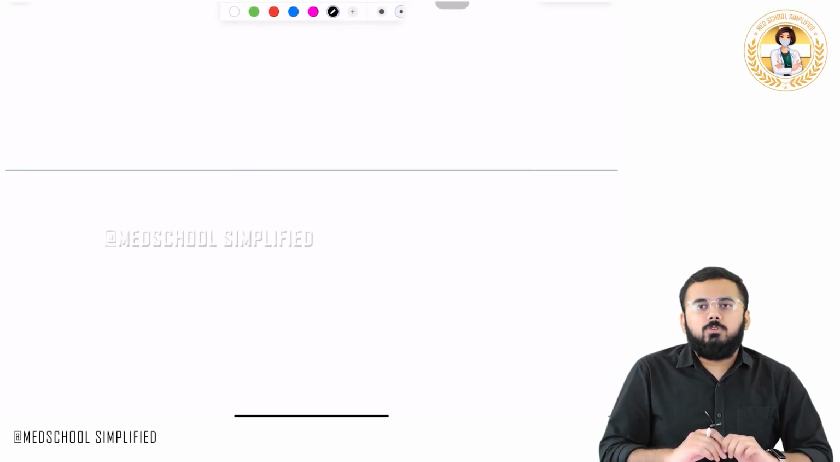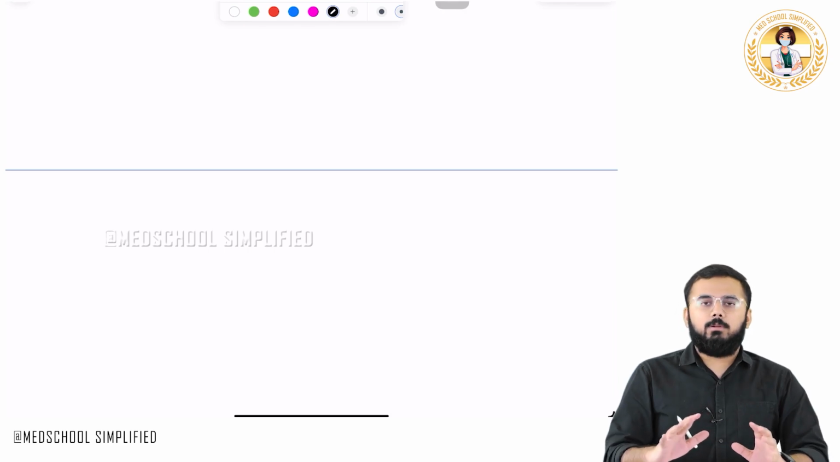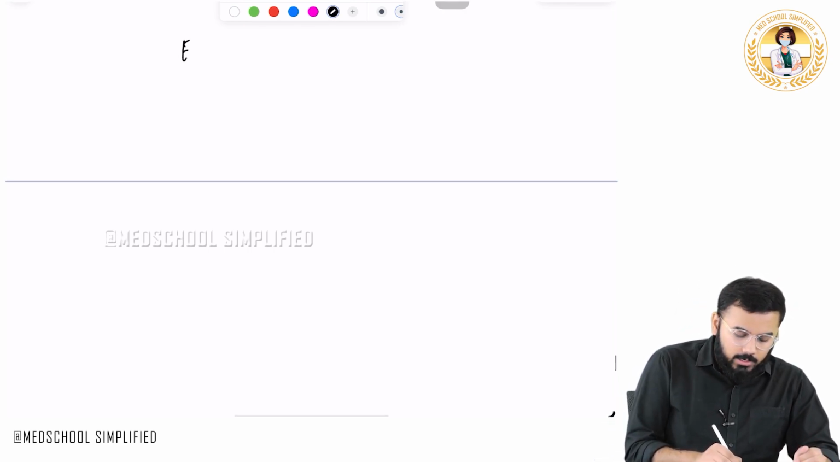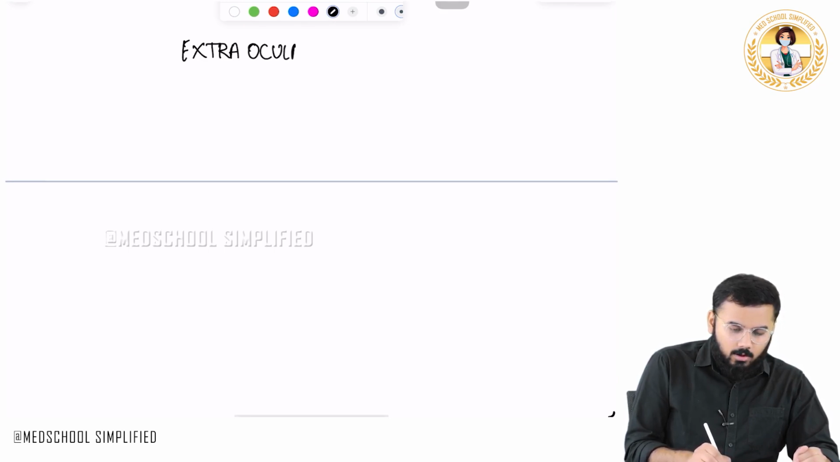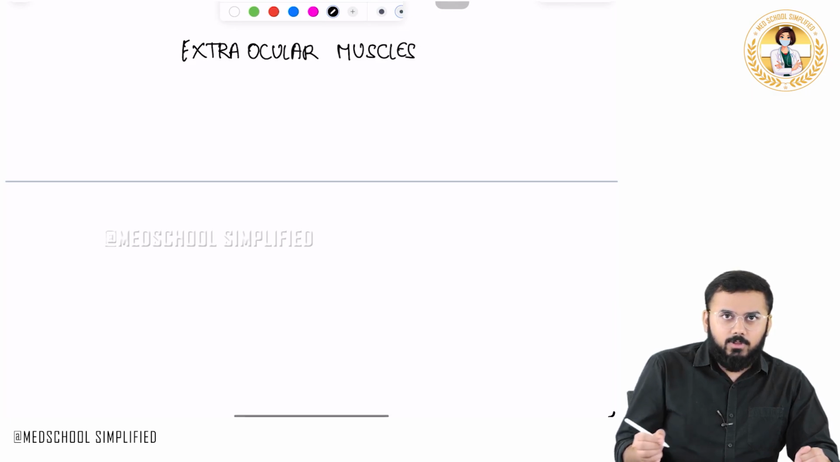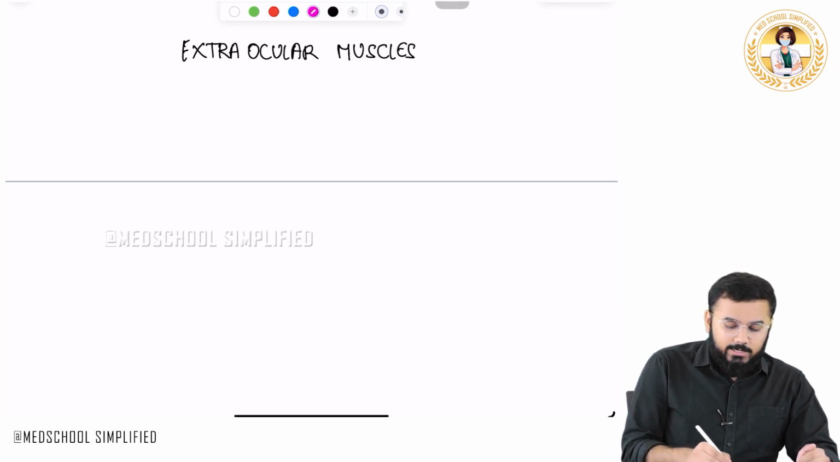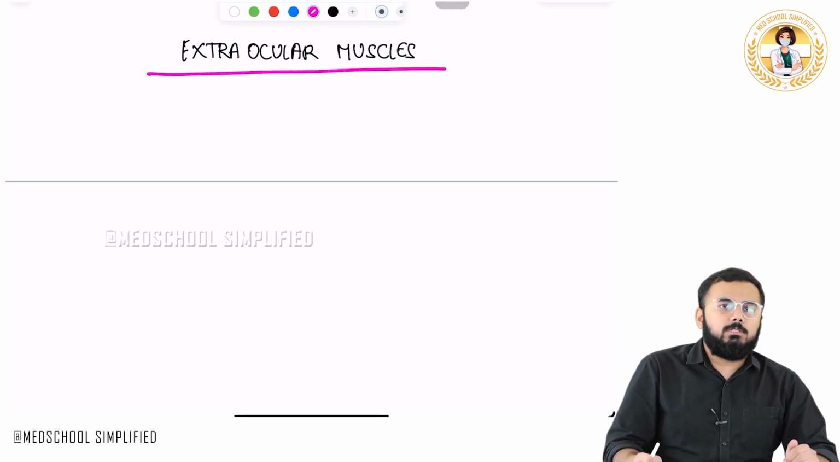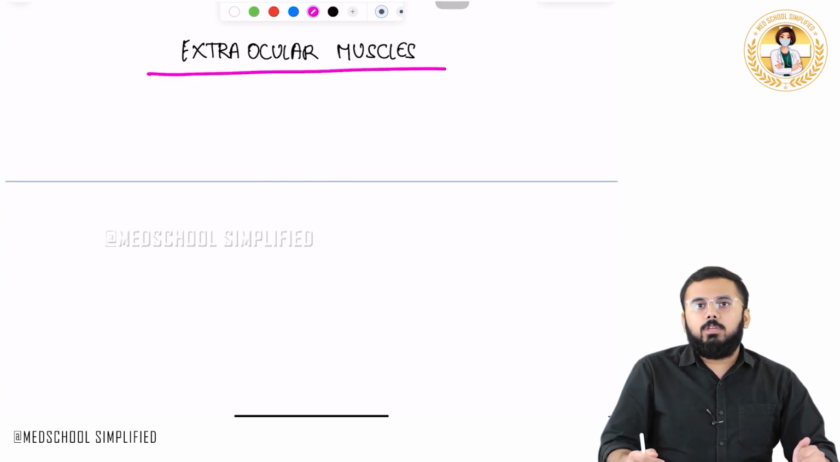Hello guys, so now we shall be discussing what are the different kinds of extraocular muscles which you have. Okay, so our topic of discussion would be regarding the extraocular muscles. Now, what are extraocular muscles? Extraocular muscles are the muscles which are located surrounding your eyeball. They are called the extraocular muscles.